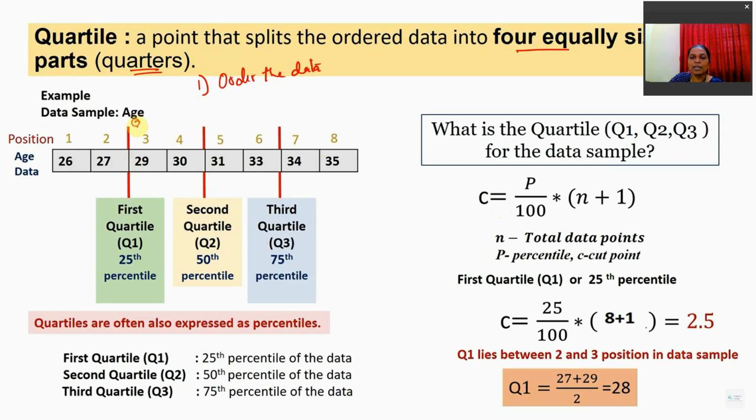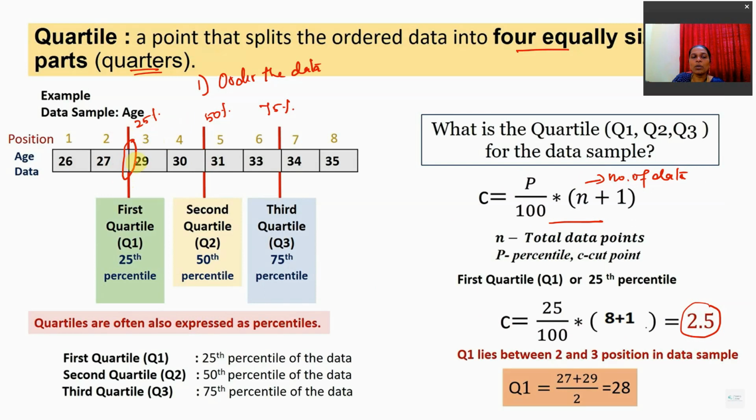The first cut point is at the 25%, that is the first quartile, then the 50 percentile, that is the second quartile, and the 75%, that is the third quartile. How do we calculate the cut point? The formula is P divided by 100 times n plus 1, where n represents the number of data points. Based on this, I need to calculate the 25% cut point. Applying the formula gives 2.5. So I need to put a cut between data points 2 and 3. So this is my cut point.